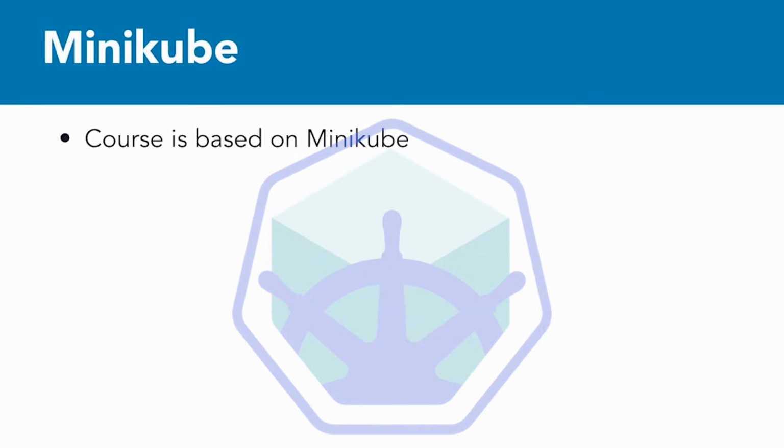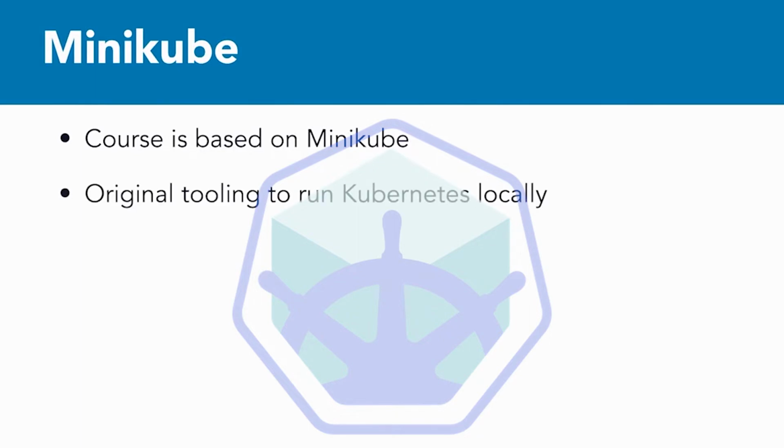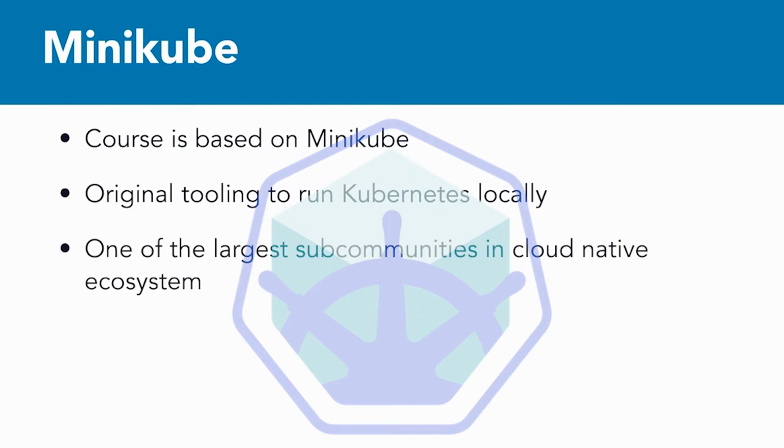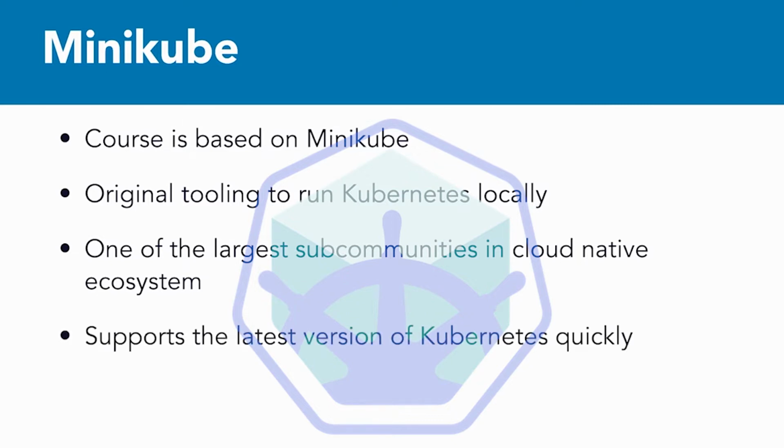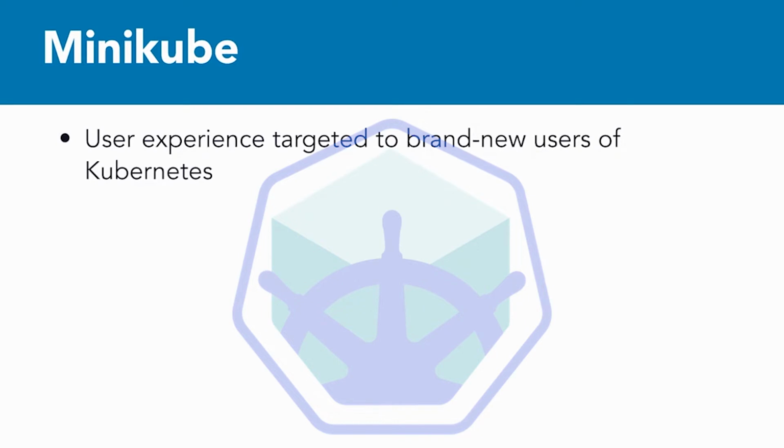First up, Minikube. I based this course on Minikube for a few reasons. Minikube was the first tool to be able to run a local cluster on your machine and has one of the largest special interest groups supporting it within the Kubernetes community. Last I checked, it has over 18,000 stars on GitHub and close to 500 code contributors. It supports the latest release of Kubernetes in a very timely manner, and you're not waiting too long to try out the latest version of Kubernetes locally.